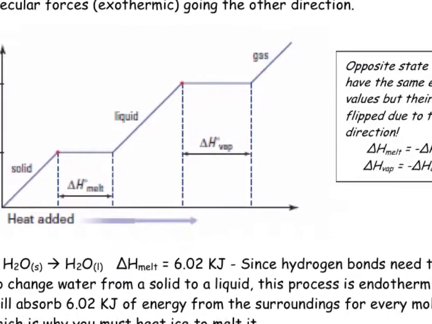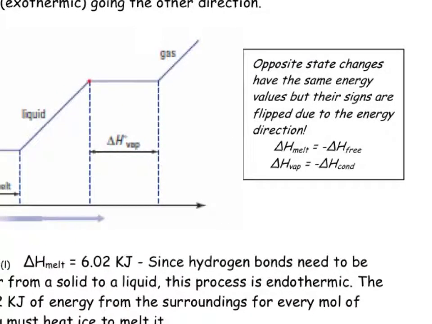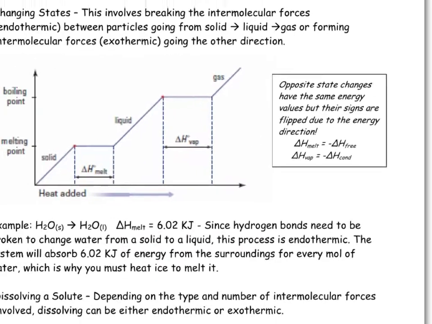Opposite state changes have the same energy values, but their signs are flipped due to the energy direction. So if you're freezing something, it's just the negative value of the enthalpy change of melting. If you're condensing a gas into a liquid, it's the same energy value, just flip the sign for the delta H of vaporization. Now here's a specific example.